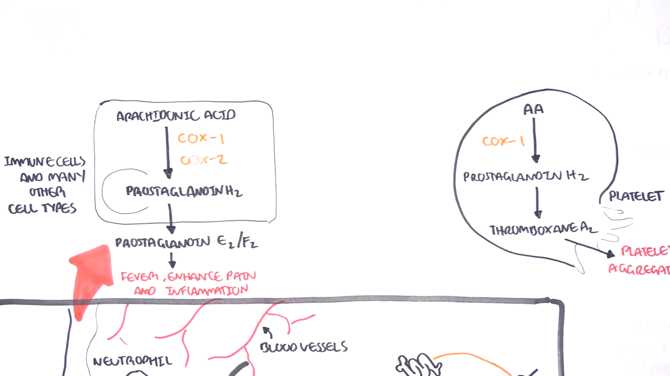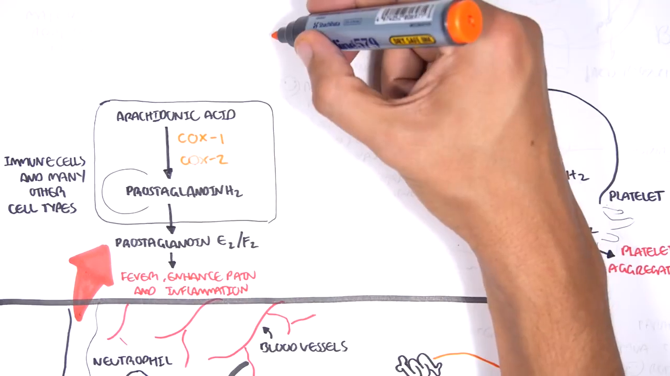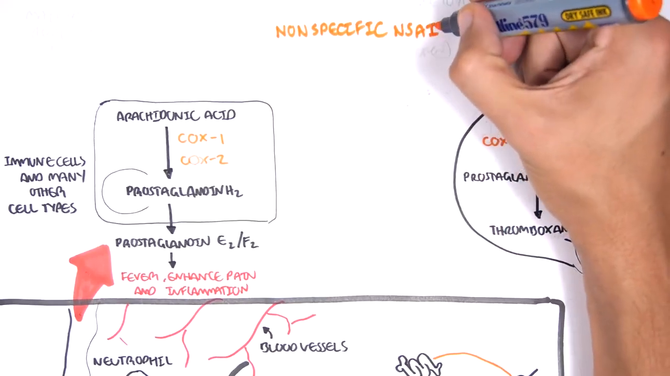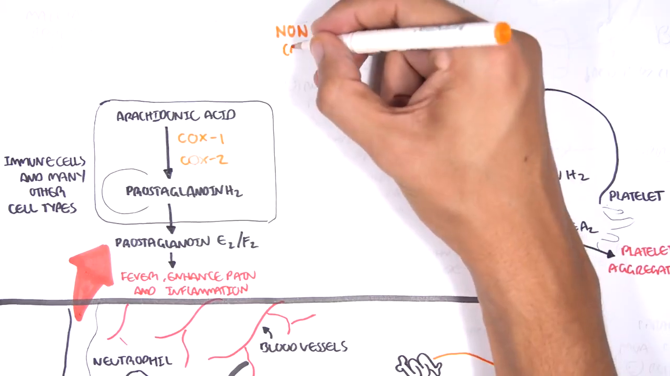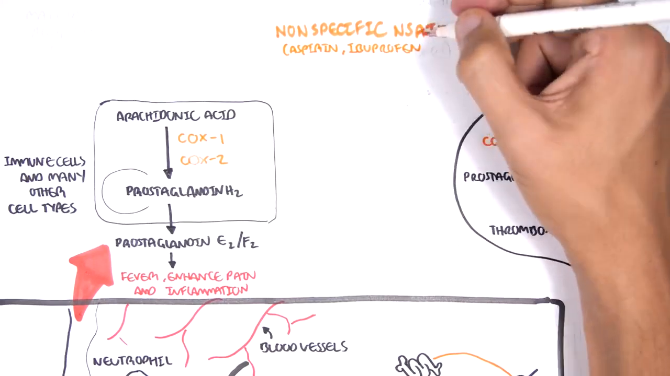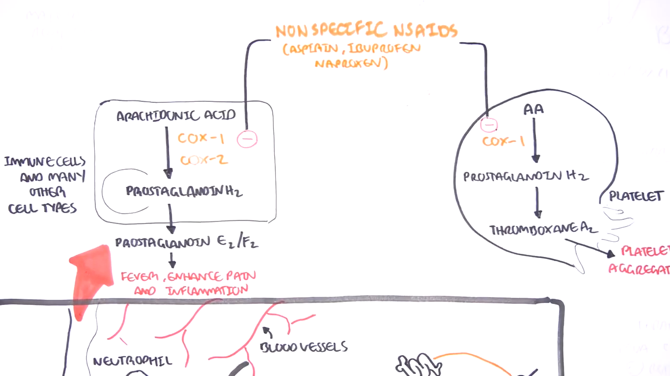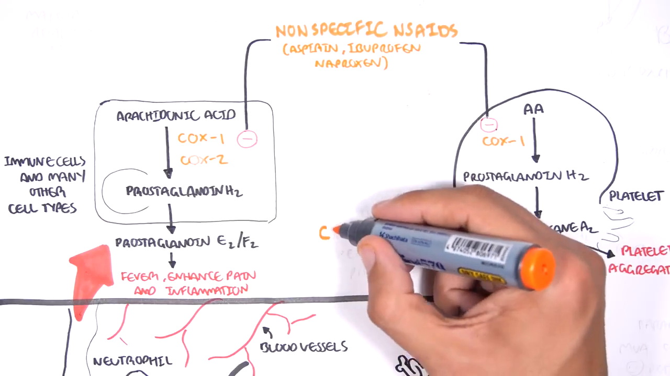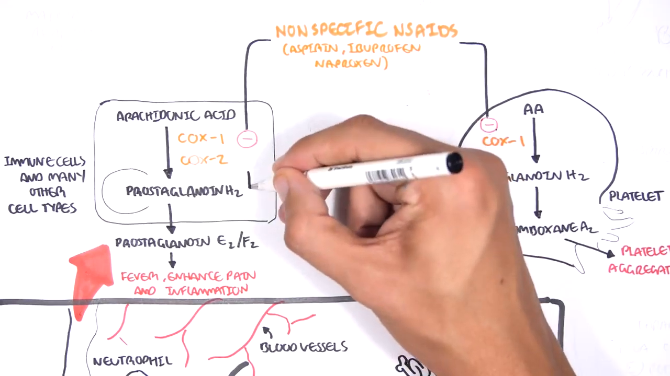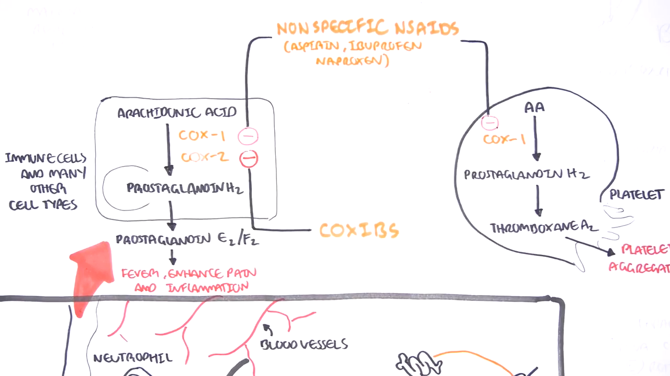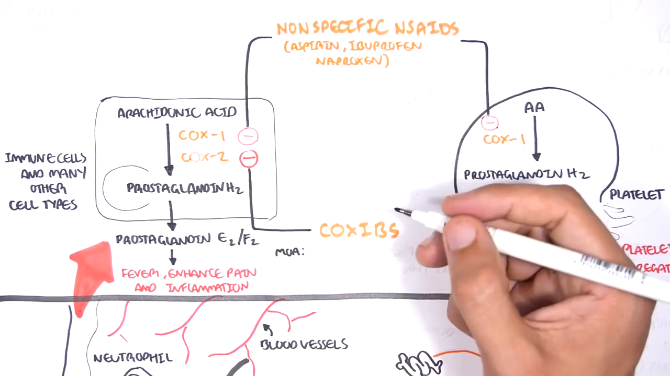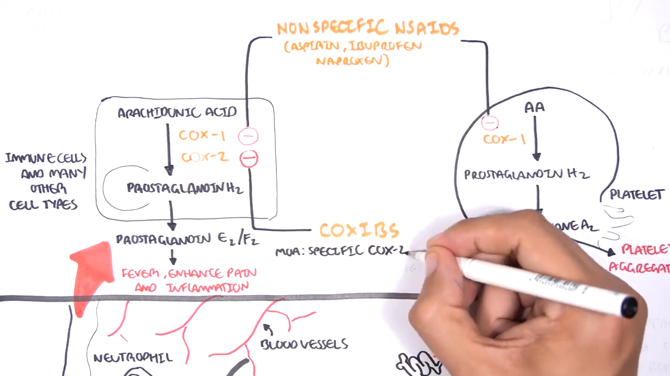NSAIDs work by blocking the COX enzyme. They can be broadly divided into non-specific, also known as non-selective NSAIDs, where they block both COX-1 and COX-2, and these drugs include aspirin, ibuprofen, and naproxen, or they can be divided into specific, also known as selective NSAIDs, which block specifically COX-2 enzyme. This is coxibs, such as celecoxib, for example.